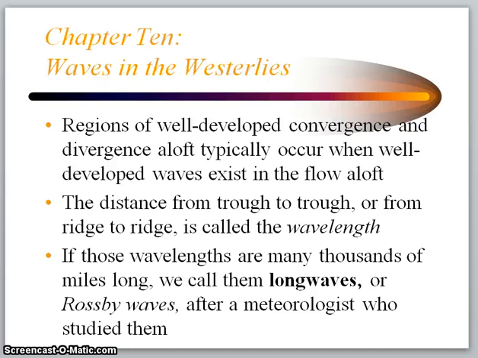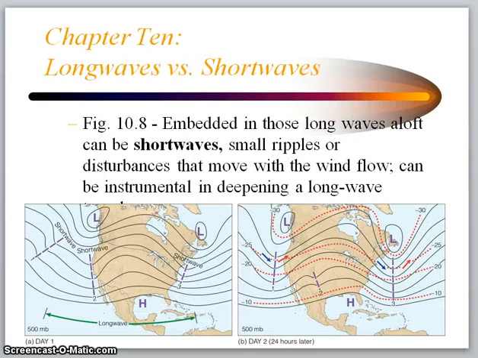Regions of well-developed convergence and divergence aloft typically occur when well-developed waves exist in the flow aloft. We're talking about the upper atmosphere now. The distance from trough to trough, or from ridge to ridge, just like over the ocean, is called the wavelength. The wavelengths can be many thousands of miles long, and if they are, we call them long waves, or Rossby waves, and that's named after the meteorologist in the 1930s who first quantified this. But there are shorter wavelengths in the upper level flow above your head, and we call these short waves. They can often be embedded in the long wave flow.